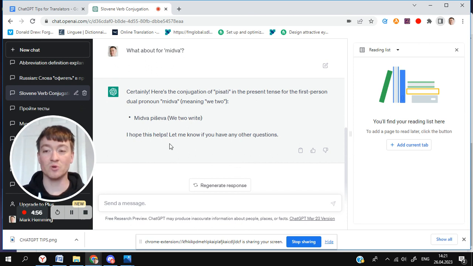So essentially, there are lots of really great things that you can use ChatGPT for. These are probably just the tip of the iceberg.